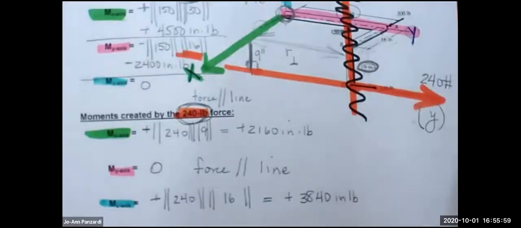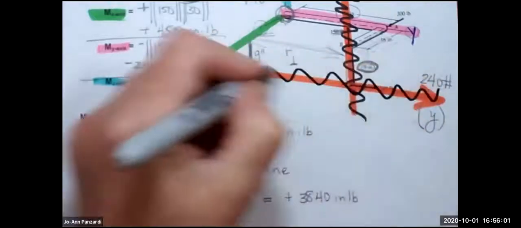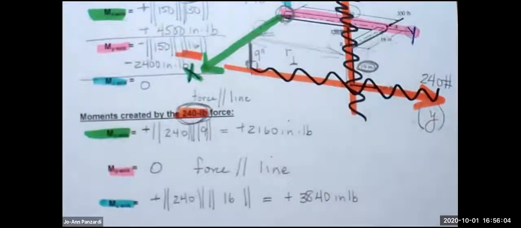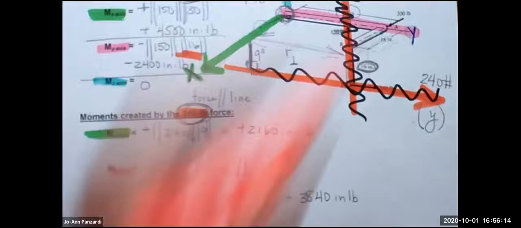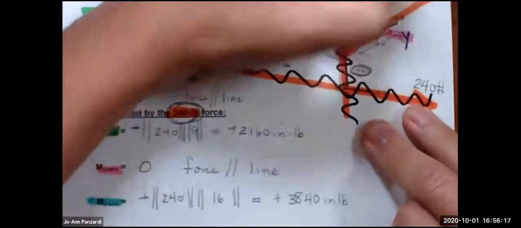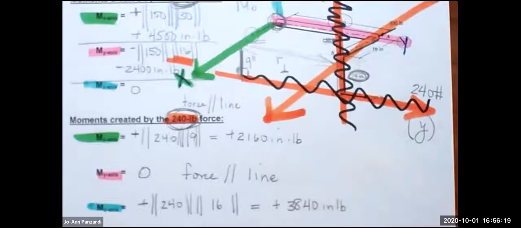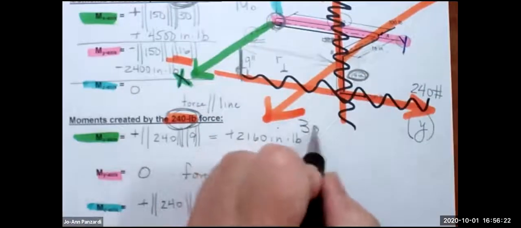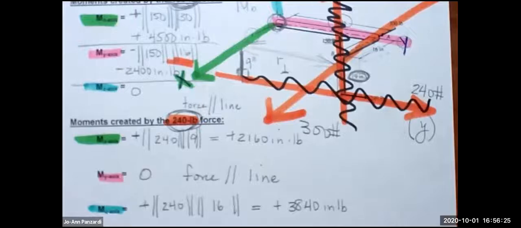Okay, now we're going to the next one. We're looking at the next force now. I guess I'm using the same color again. 300, where's the 300? It's over here. Okay, 300. Isn't this fun? Definitely is. All right, so this one is the 300 pound force.